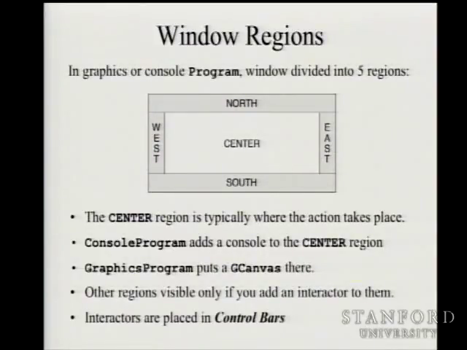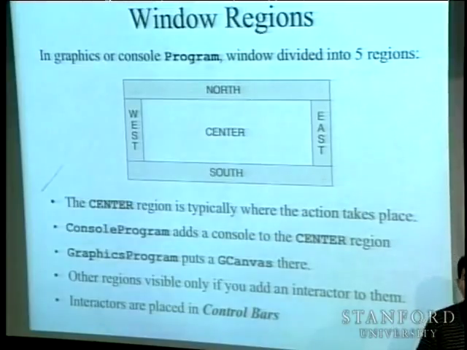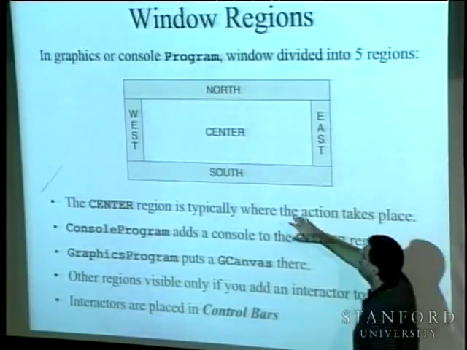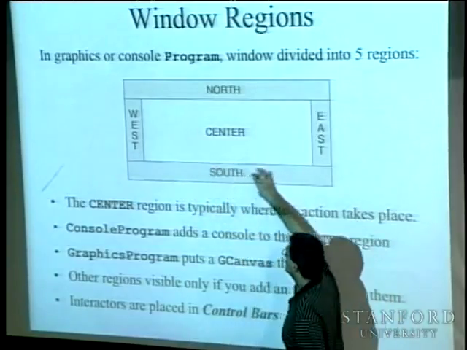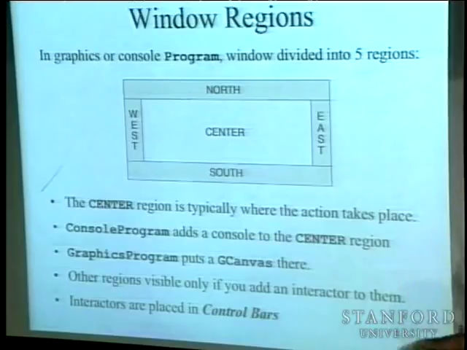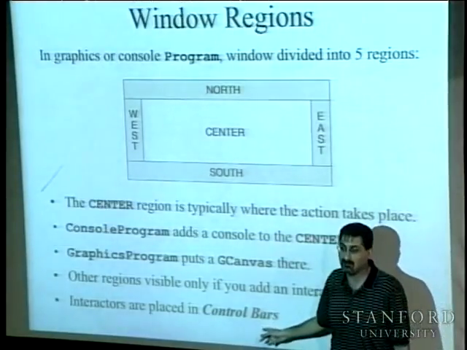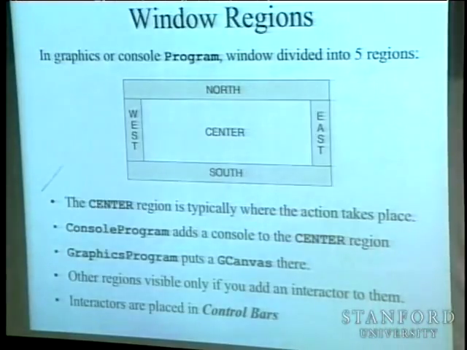Okay? The one thing that is important to keep in mind just in terms of name is when we place interactors in one of these regions, we refer to that region as a control bar. So if we put some buttons, let's say in the southern region, what you'll see when your program runs is you'll actually get sort of this gray bar down at the bottom and your buttons will show up on it. We refer to that gray bar with the buttons on it as just a control bar, or if we want to be specific, the southern control bar. Okay? That's just the name for it.